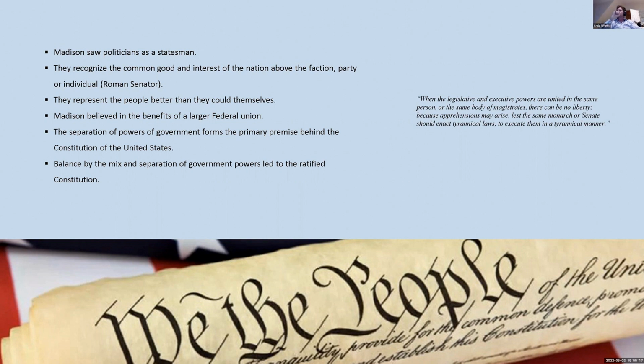So when the legislative and executive powers are united in the same person or the same body of magistrates, there can be no liberty because apprehensions may arise lest the same monarch or senate should enact tyrannical laws to execute them in a tyrannical manner. I mean, we see that. We see people wanting to extend the power of the presidency, for instance. Imagine where that goes. If you consider different examples, the power of the presidency in Russia, for instance, has been extended. And where does that end? Where do you end it?